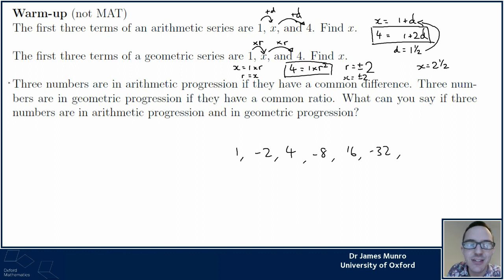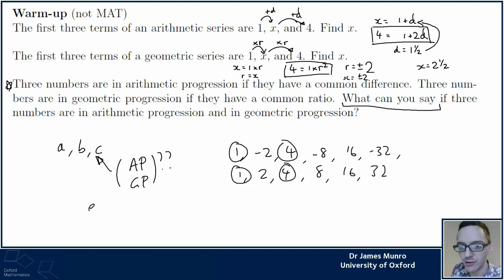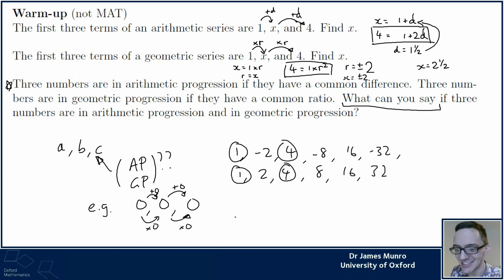Arithmetic progression. I wonder what happens if you've got 3 numbers. Can you have 3 numbers like A, B, C that are in an arithmetic progression and also in a geometric progression? Can you have both? So there are examples that work. 0, 0, 0 is the first one I thought of. It's a bit cheeky. These are in an arithmetic progression: the common difference is add 0 each time. They're also in a geometric progression: the common multiple is multiply by 0 each time.